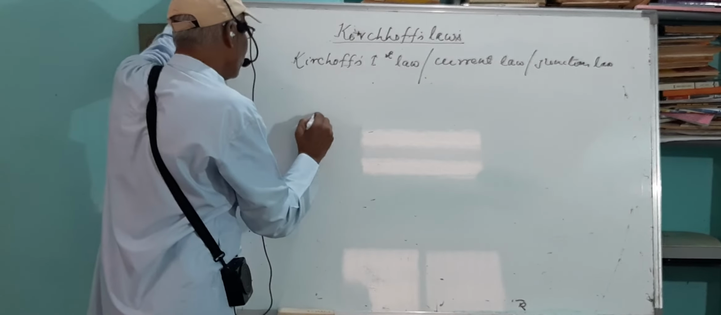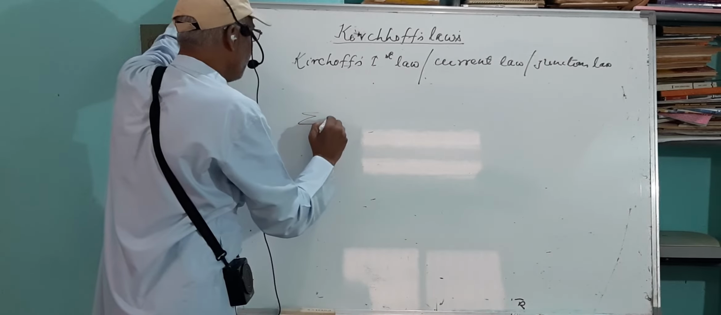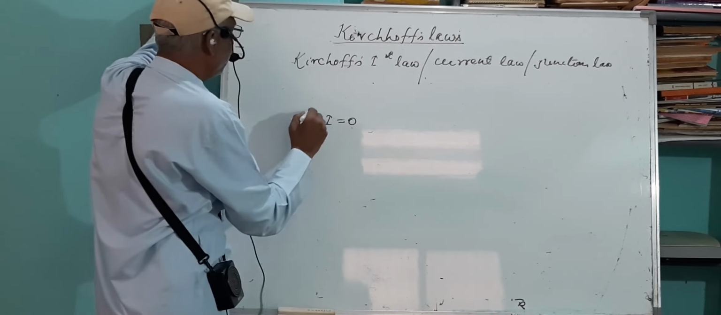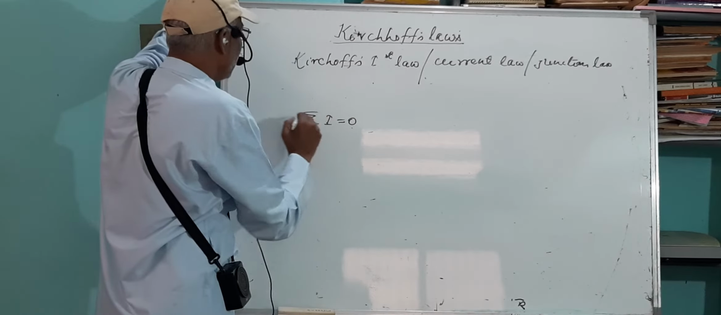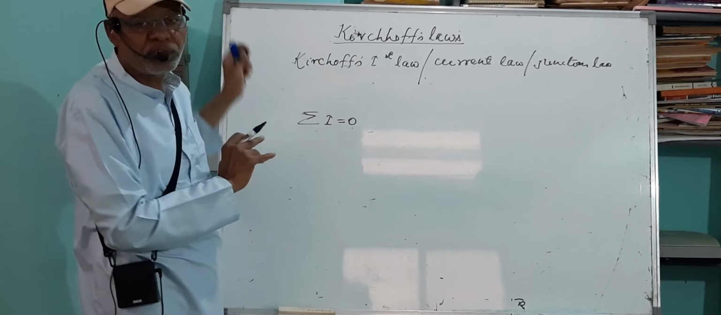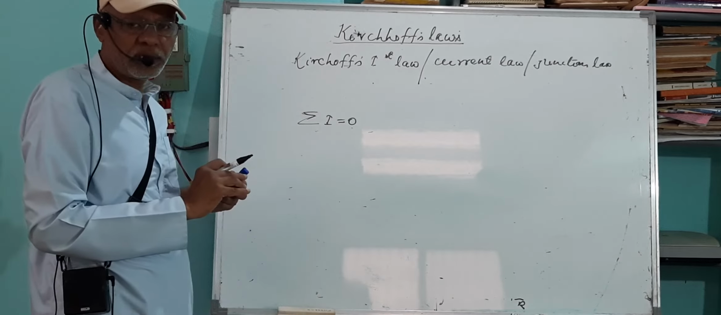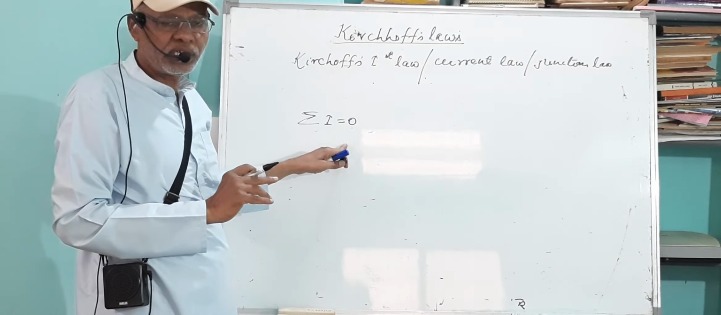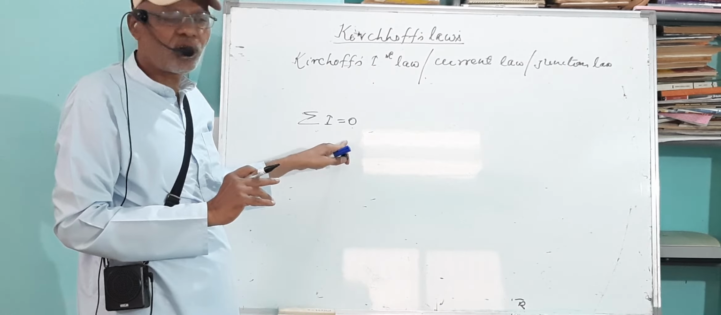Mathematically, we can write it as: the algebraic sum of currents meeting at a junction is equal to 0. This is the mathematical expression of the Kirchhoff first law. It is based on the conservation of charge principle. Charge is neither created nor destroyed, it remains constant.